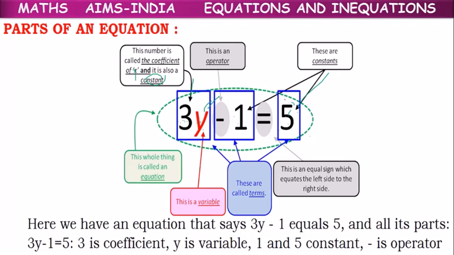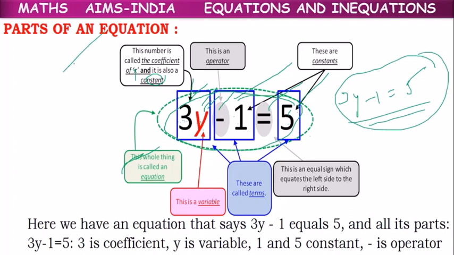So this whole thing becomes an equation, a combination of variables, constants, mathematical operators, and the equality sign. Whatever we have here, 3y minus 1 equal to 5, is an example of an equation. It contains so many parts like operator, constant, coefficient, variable, term, and equality sign.